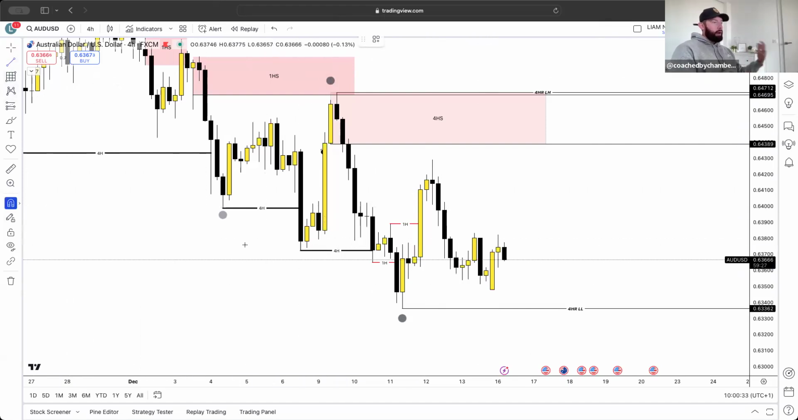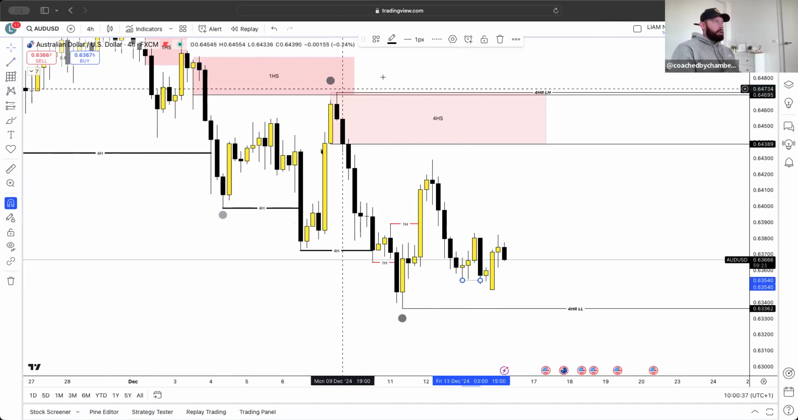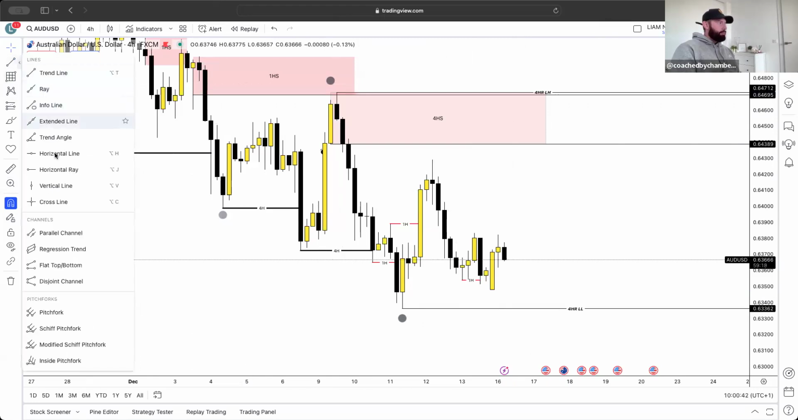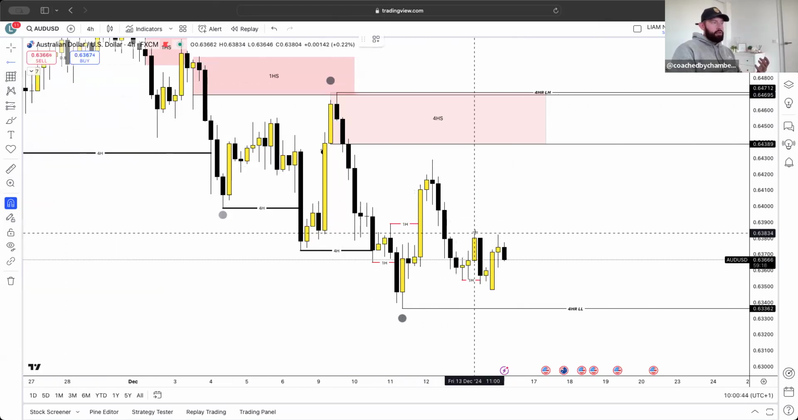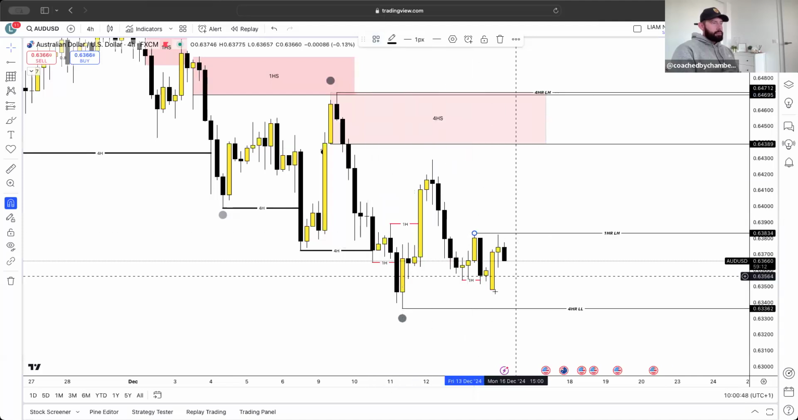So for me, from a 1 hour perspective, we had an internal break of structure. So 1 hour break of structure. So for my 1 hour perspective, I know I'm on the 4, but I get confirmations from a higher time frame. This is my 1 hour lower high, and this is my 1 hour lower low. So what can I see?